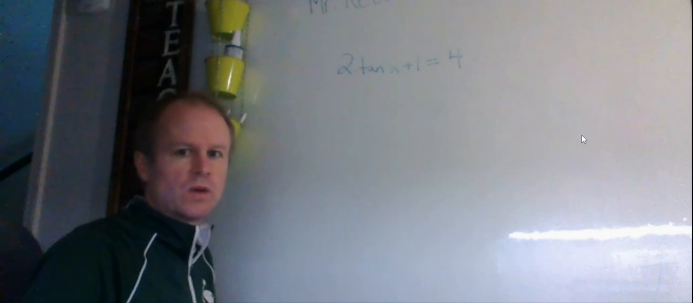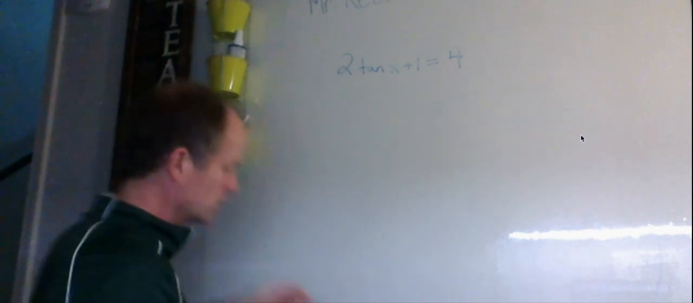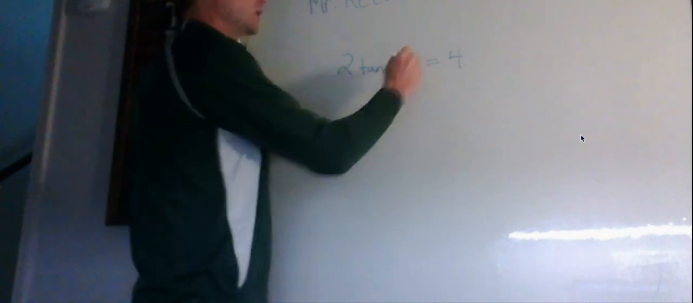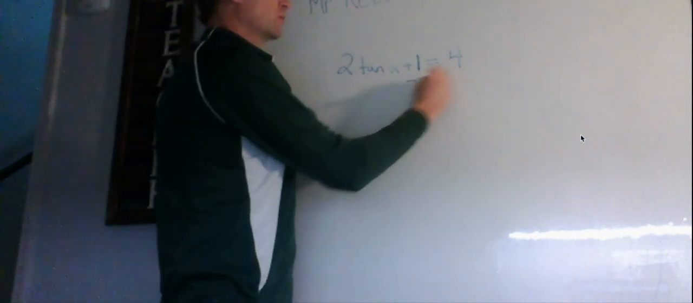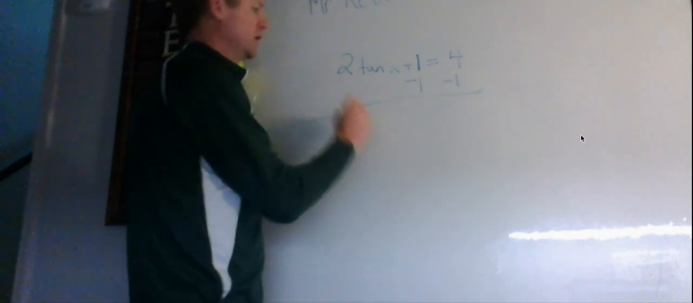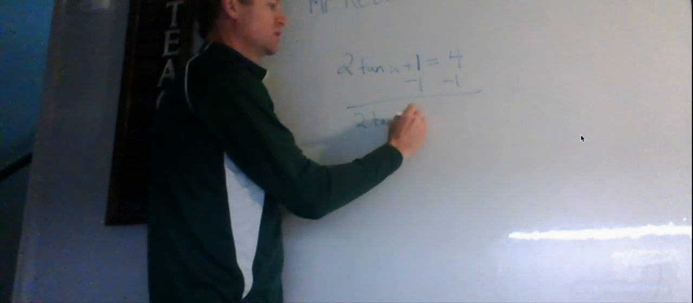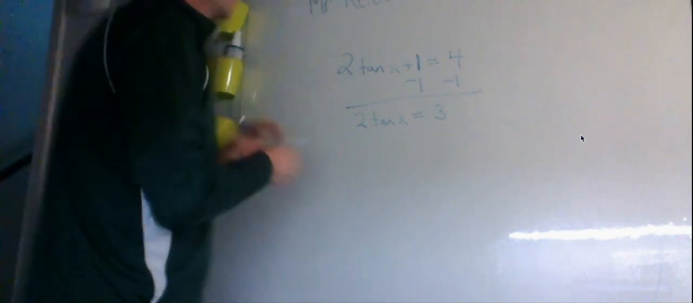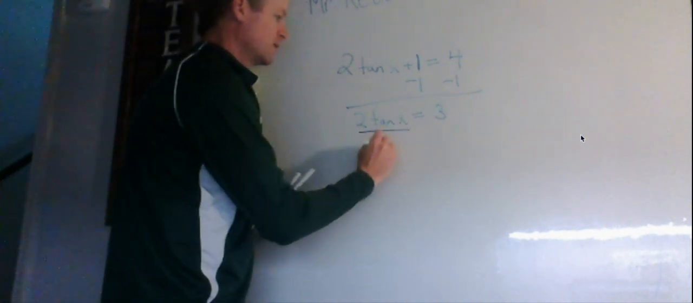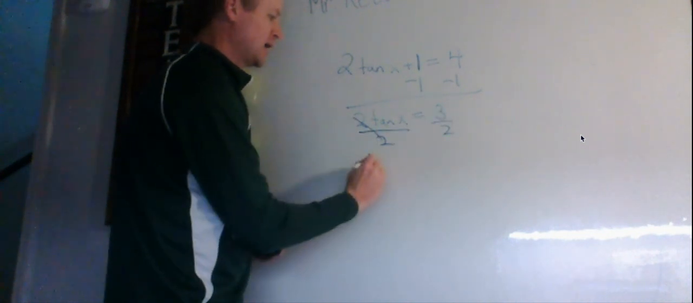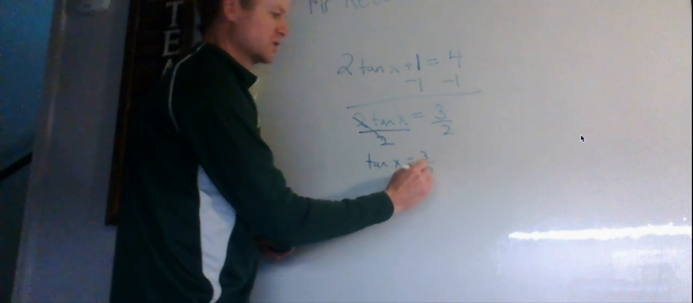All right, so the first equation is 2 tan of x plus 1 equals 4. The first thing I'm going to do is move the 1 to the other side, so I'm going to subtract 1 from both sides. You solve this just like you would a normal equation, and you get 2 tan of x equals 3. Next step, I'm going to divide both sides by 2, trying to get tan of x alone. So I get tan of x equals 3 over 2.